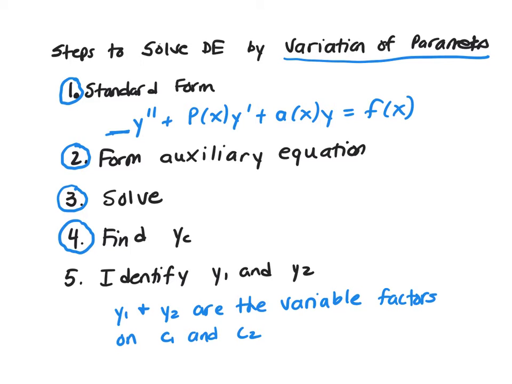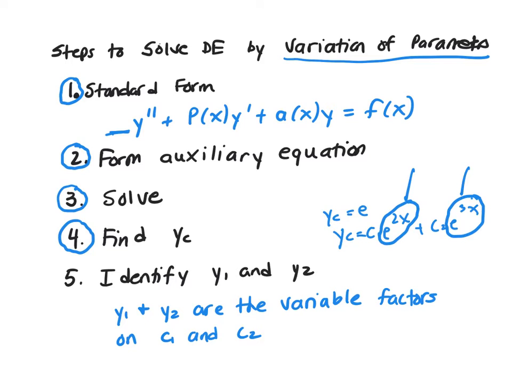And y sub 1 and y sub 2 are the variable factors on c1 and c2. Let me make up a y sub c. Let's say y sub c equals c1 e to the 2x plus c2 e to the 3x. The variable factors on the c1 and c2, that's what I'm talking about. This would be called your y sub 1. This would be called your y sub 2. All right, let's continue on. That's step 5, and I just made up this y sub c.